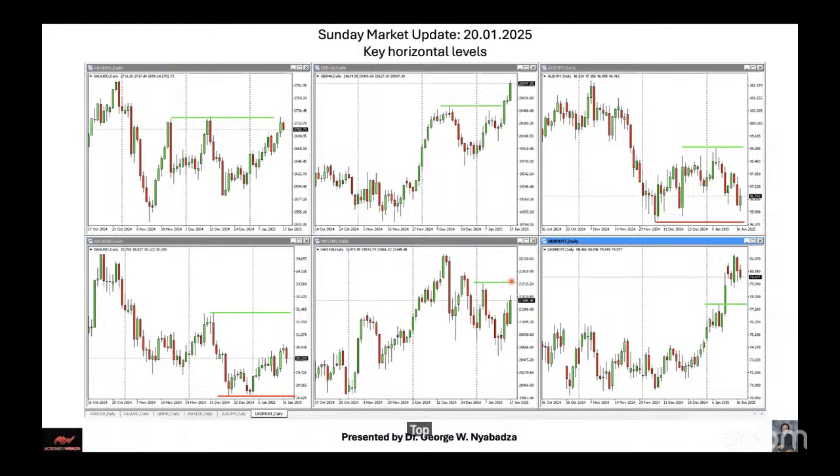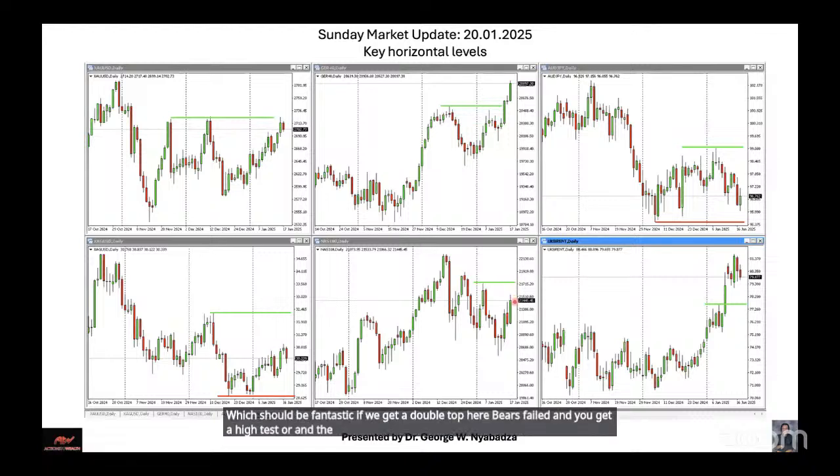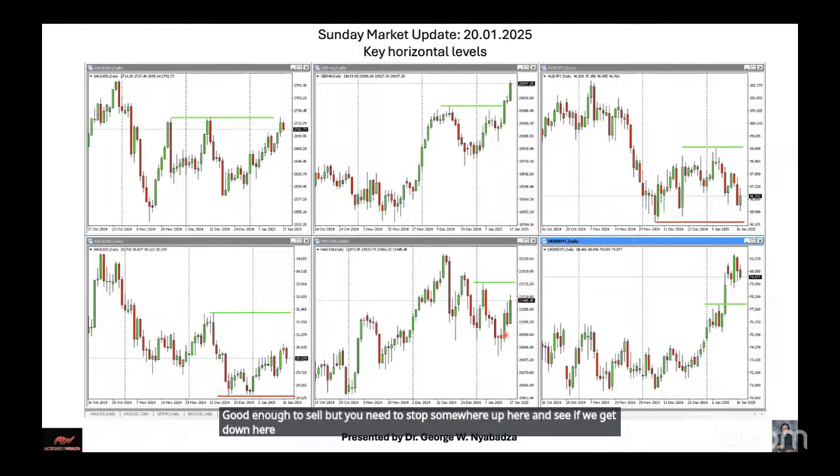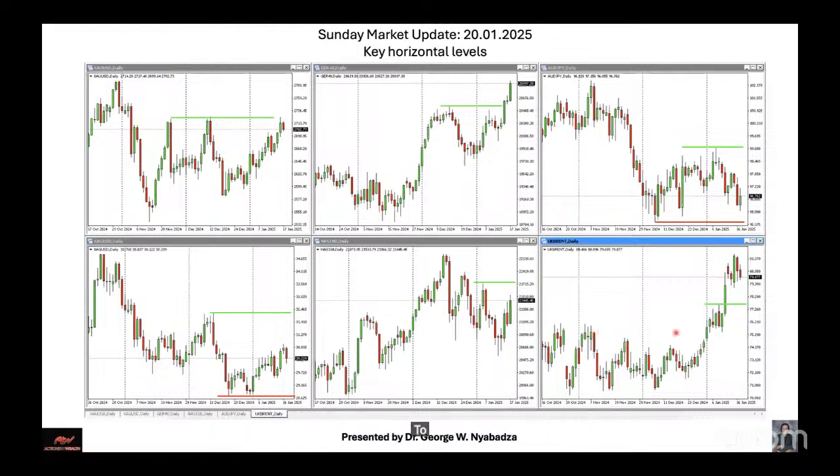And if you get a double top here, the bulls failed, and you get a high test or inside candle for the bears, that's good enough to sell, but you need a stop somewhere up here and see if we get down here. For the bulls, I would wait. Bull candle, bear candle, bull candle. Even if you put a stop up here, it's illogical. Best to wait on the daily to see what you get.